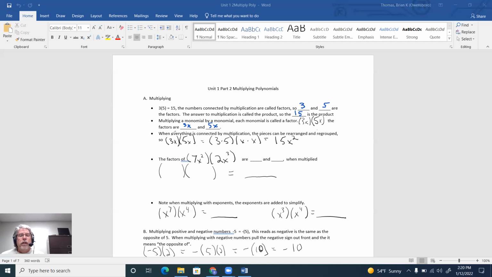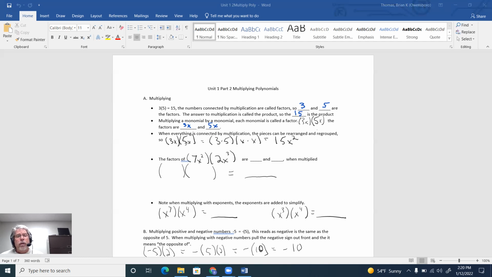Another thing to pick up on is when you're multiplying, everything is connected by multiplication. The pieces can be rearranged and regrouped. In math, the commutative property is the rearranging property, and regrouping is called the associative property. So multiplication has the ability to do both of those. Notice how I'm allowed to recognize that this 3 and this x are connected by multiplication. The parentheses means this monomial is connected to the other monomial by multiplication, and that 5 and x are also connected by multiplication. So all the pieces are connected by multiplication.